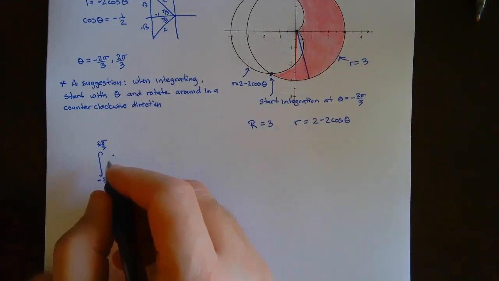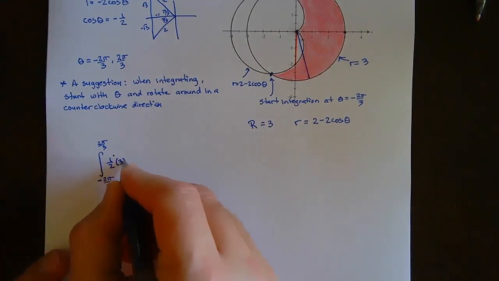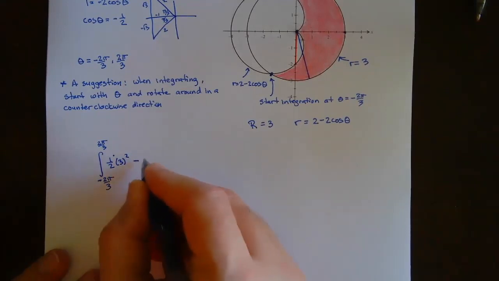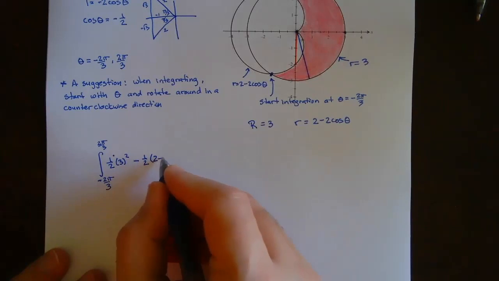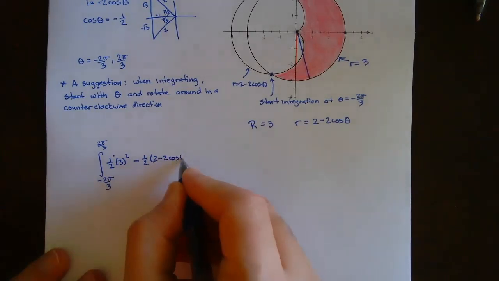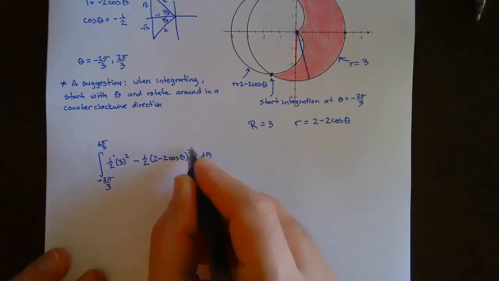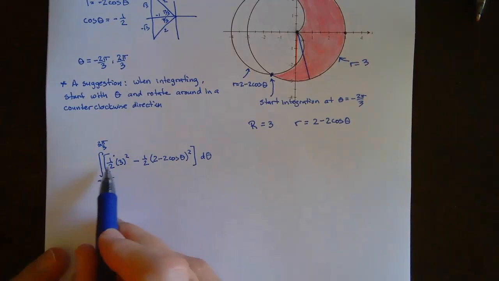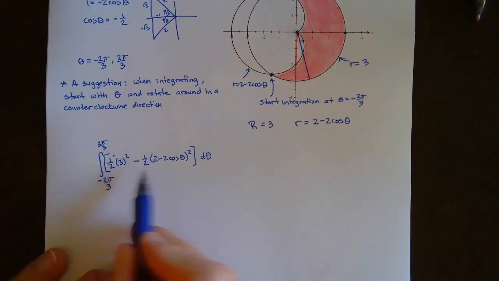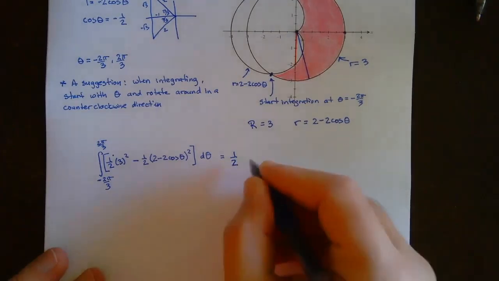Okay, so this is going to be 1/2 times 3 squared minus 1/2 times (2 minus 2 cosine theta) squared, d theta, and I'm going to put a bracket around this. Because these both have 1/2 in common, we could pull it out because it's a constant. So this is equivalent, and that's what I started to write.